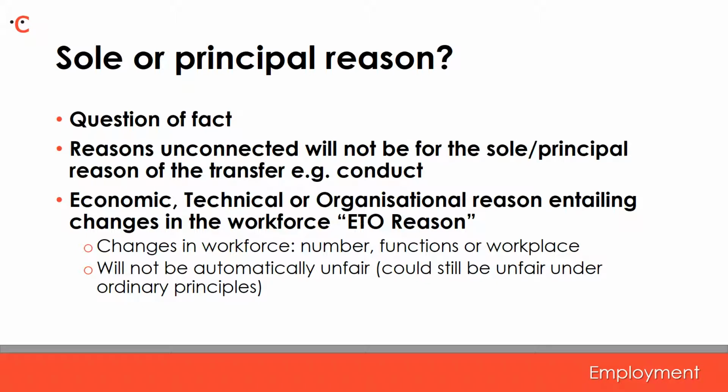It can be difficult to know if a reason will amount to an ETO reason. Obviously, a genuine redundancy situation will usually be for an economic or organisational reason, and it will usually result in the reduction in the number of employees, and so it usually satisfies the ETO reason test. There have been other less obvious examples in the tribunals, including that in the case of Nationwide Building Society and Ben and others.